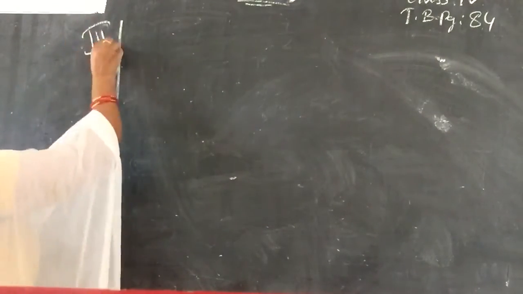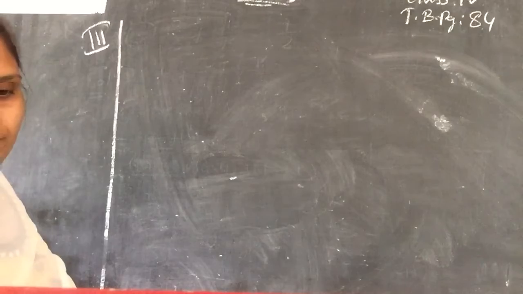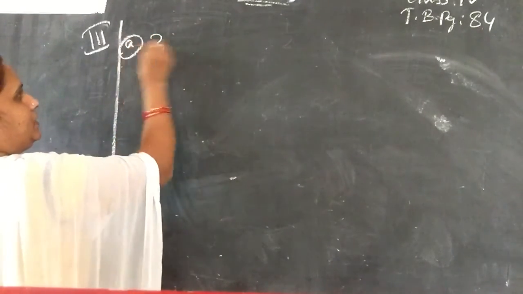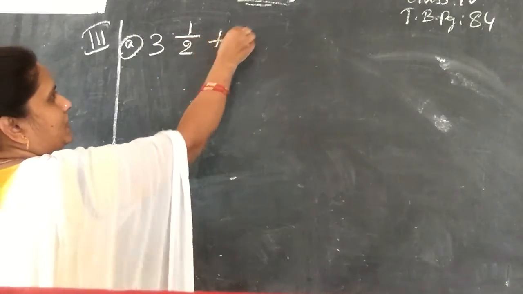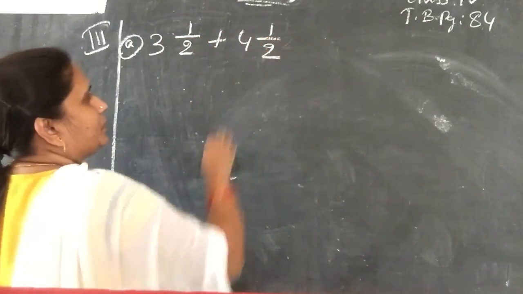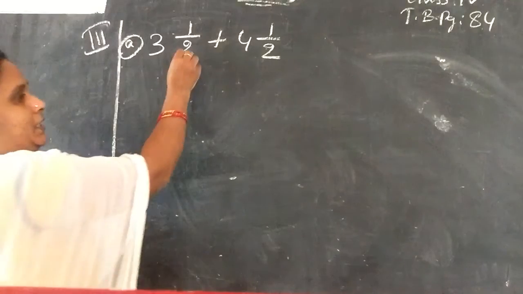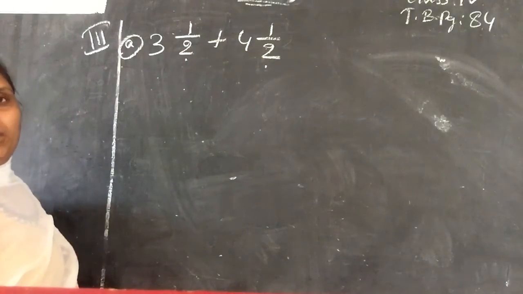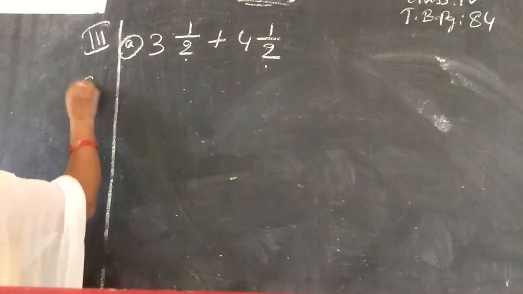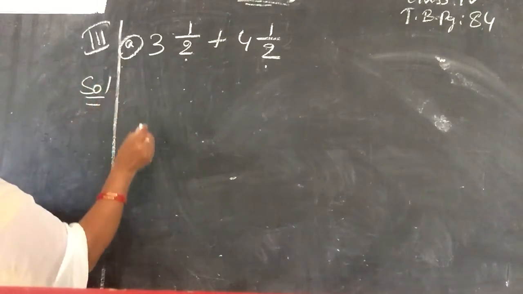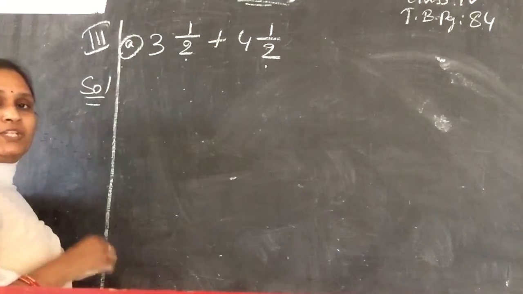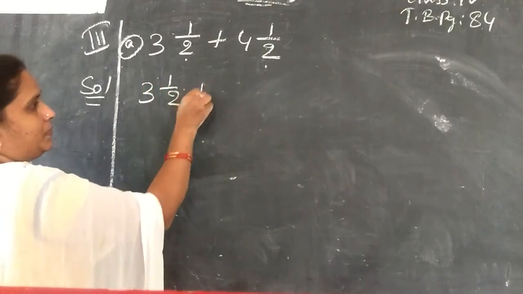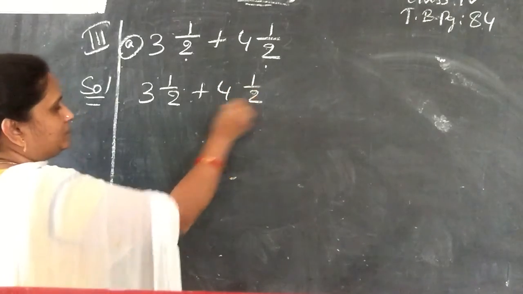Roman number 3, first one. 3 1 by 2 plus 4 1 by 2. Here the denominators are the same, 2 and 2. Okay, so how to do this mixed fraction? First convert the mixed fraction into the improper fraction.